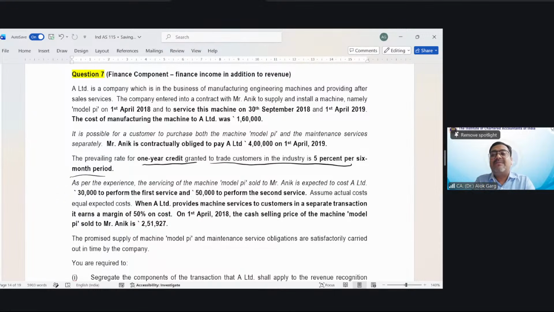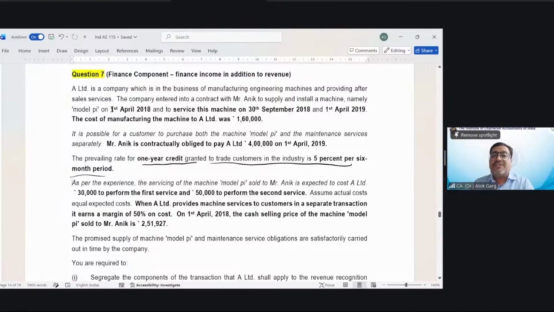5% per 6 month period. And what is the prevailing rate for 1 year credit? It is 5% per 6 month period. It is 5% half yearly, right? So how much annually? If it is 5% half yearly, how much annually? 10%.